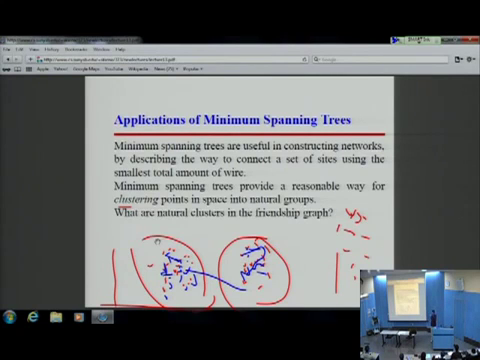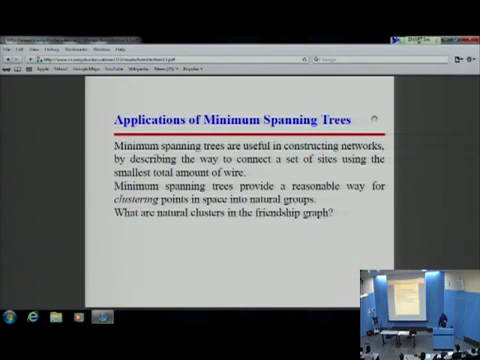Does everybody see that? So a lot of clustering problems, data clustering problems, reduce to finding minimum spanning trees. Any questions about that? So there are a bunch of reasons why people want to find minimum spanning trees.